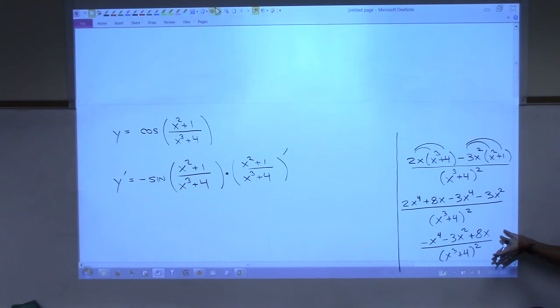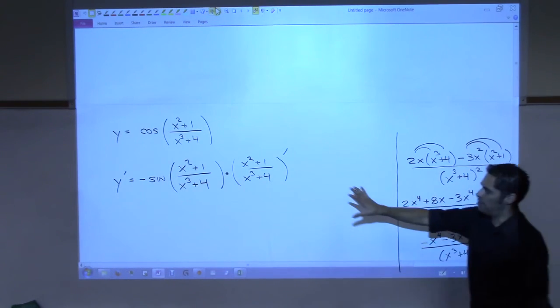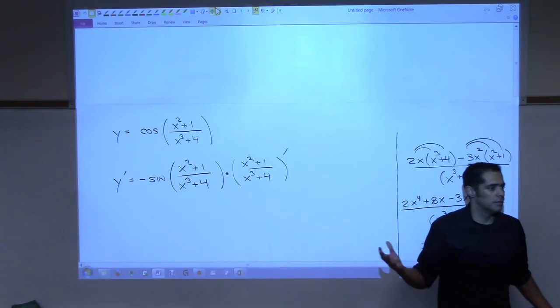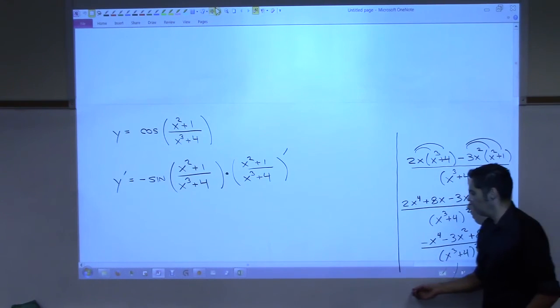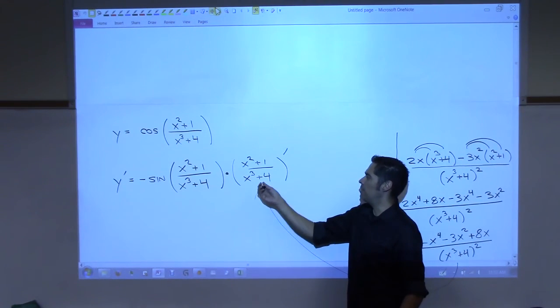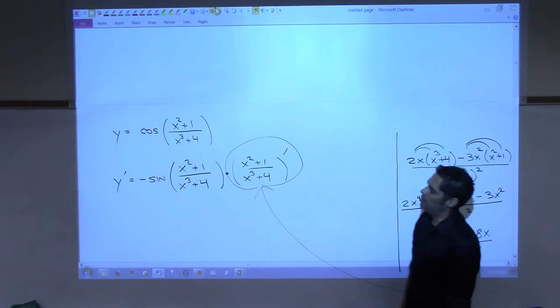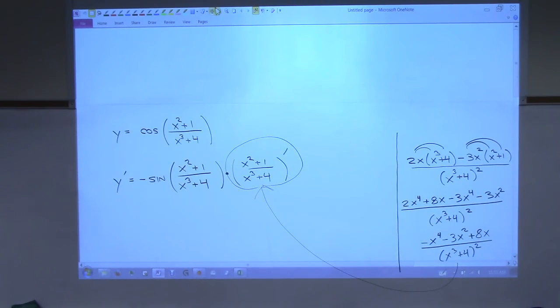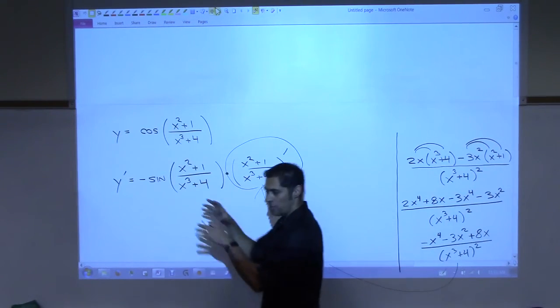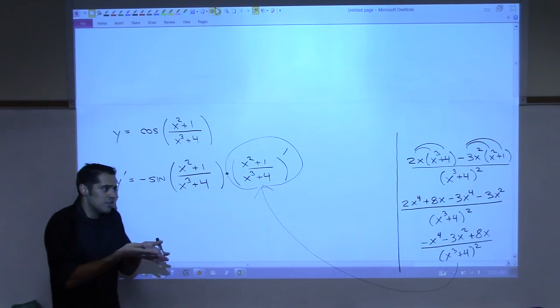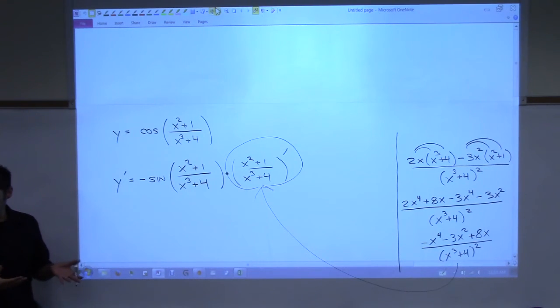This right here is just this piece. And we're done at that point. So just take this and replace that whole piece with it. And that would be your answer. So you could say in this problem what we had was a chain rule, right? This was chain rule. And inside the chain rule we had a quotient rule. Is that fair to say? Yeah?